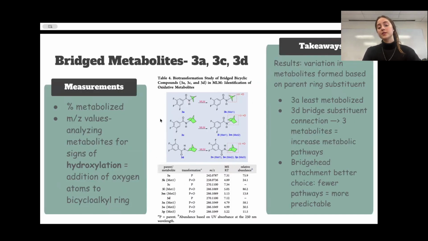When they saw a difference in the properties, they also wanted to check the metabolites of their new analogs. So they took 3A, 3C, and 3D and incubated them in microsomes once again. They noticed that since 3A and 3C are connected to the bridgehead carbon here, they only formed one or two metabolites. However, when it was just connected to a carbon within the larger ring, as in 3D, there was more variation in the final metabolites produced. As you'll see, there are three different types, indicating it's a less predictable pathway.